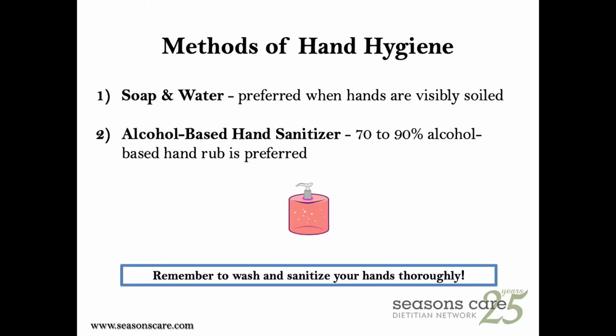As for alcohol-based hand sanitizer, it is most effective when hands are not visibly soiled. Using a 70 to 90% alcohol-based hand rub is preferred. When using alcohol-based hand sanitizer, the mechanical rubbing action is important to kill transient bacteria. Whether using soap and water or alcohol-based hand sanitizer, remember to wash and sanitize your hands thoroughly. For more specific steps and duration of practicing hand hygiene using soap and water or alcohol-based hand sanitizer, please refer to your local public health unit for further information.